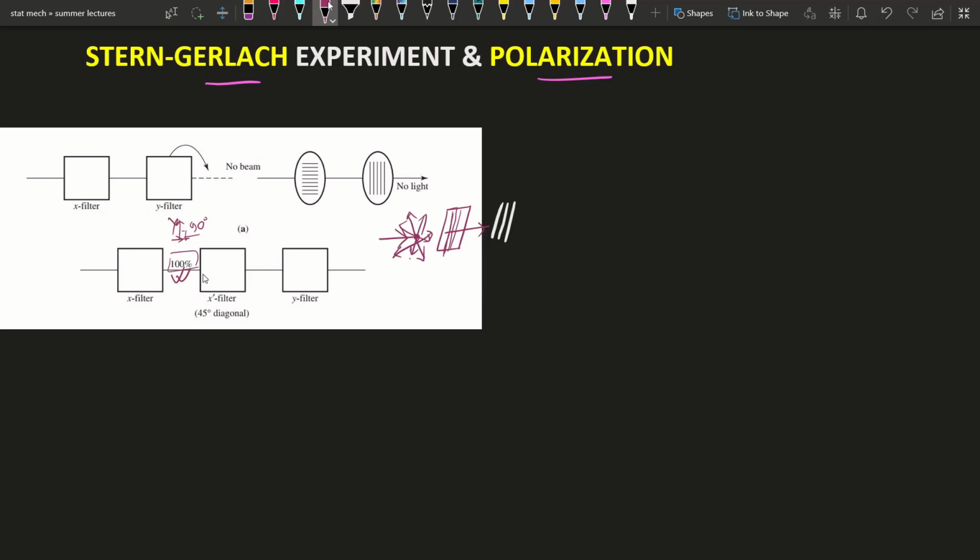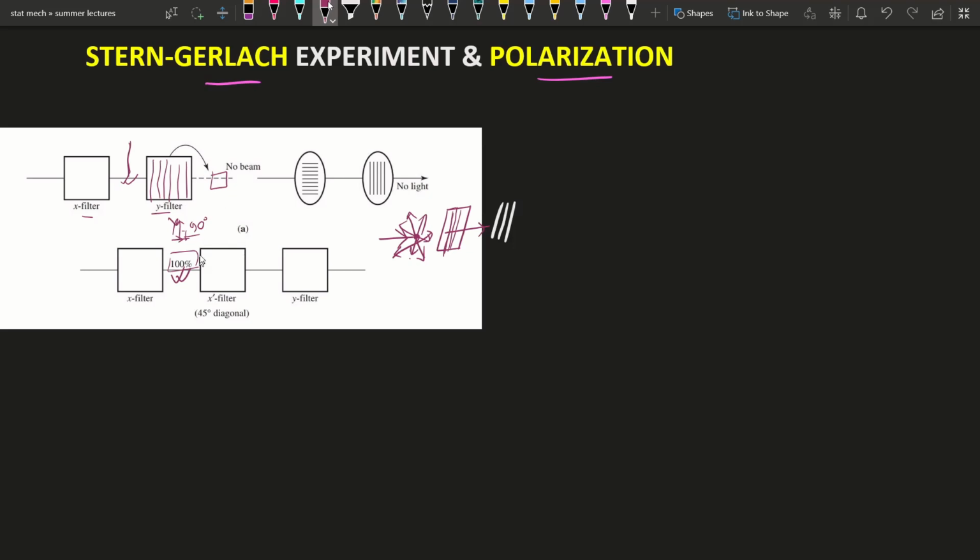After applying the X filter, if we apply a Y filter, there is only X component, there is no Y component. So obviously we get no light after that, because there is no component in this direction. This light has no perpendicular component, and this filter only has its pass axis in the perpendicular direction. So all the light will be blocked, and we will get nothing.